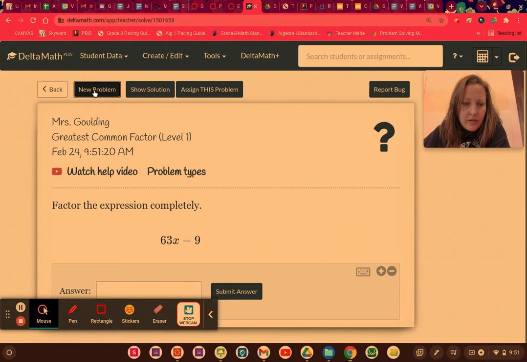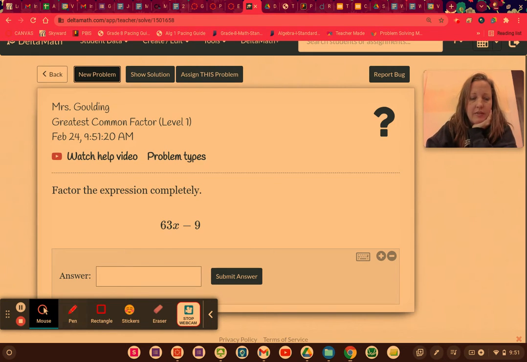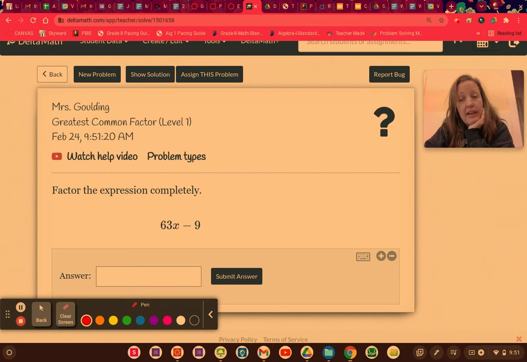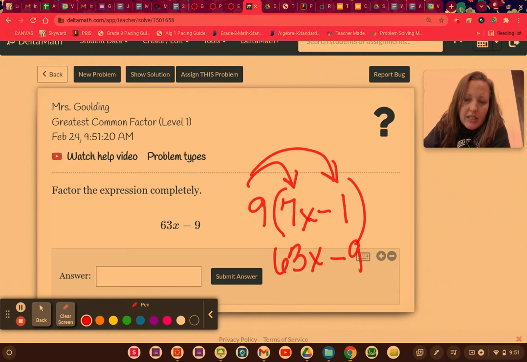Let's do another one of those. 9 goes into 63 7 times, right? The common factor they have, the greatest, because they have a 3 in common, but the greatest common factor would be a 9 times the quantity 7x minus 1. So don't forget that 1. If I distributed, this is like undistributing, another way of talking about factoring. 9 times 7x is 63x minus 9. It's back there, so we're good to go.